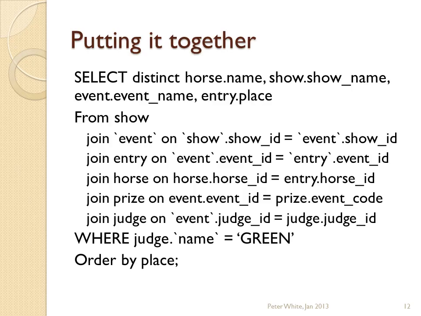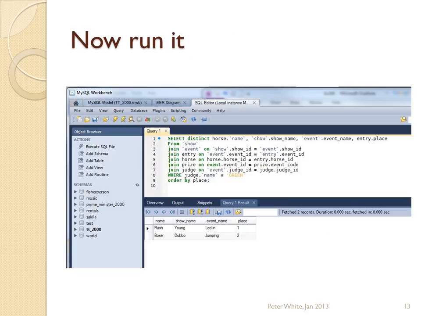And so now we put it all together, and so what we have is select distinct horse.name, show.showname, event.eventname, entry.place from show, and as you see that's exactly as we had written it there before, where judge name equals Green, order by place. And of course when we then go to MySQL and run it, we see that it returns us two results: the horse Flash in the show at Young, in a lead-in event placed first, and Boxer in Dubbo in the jumping event placed second.